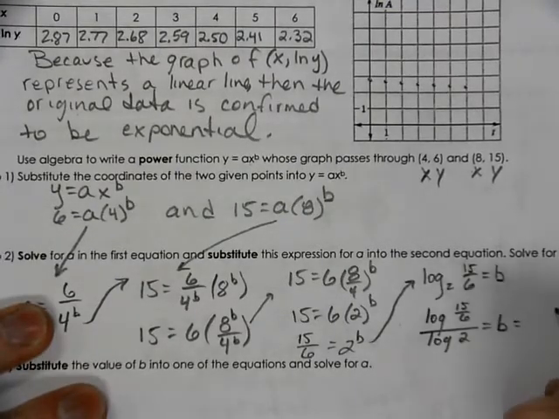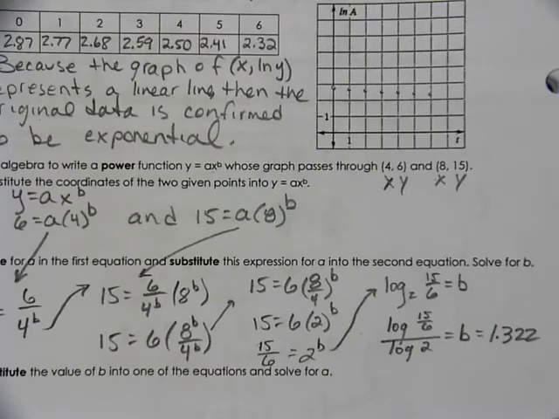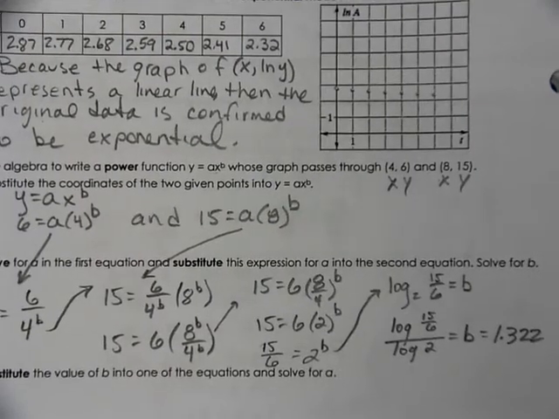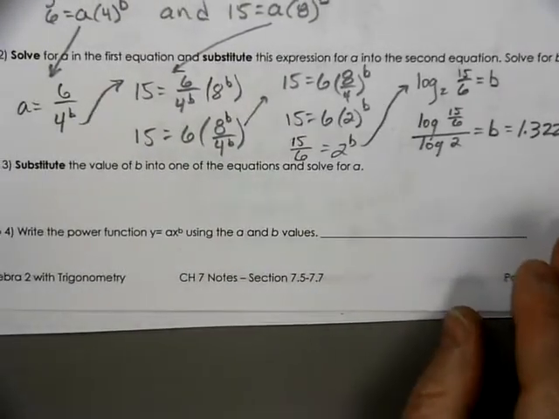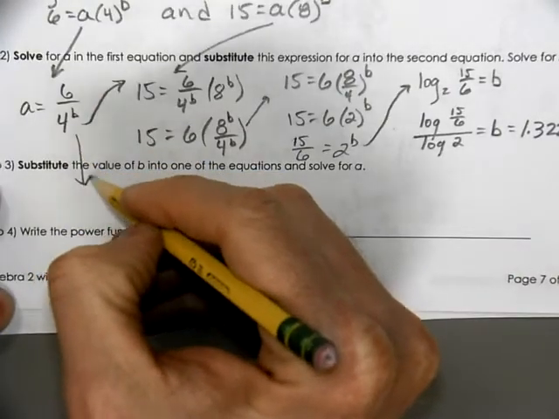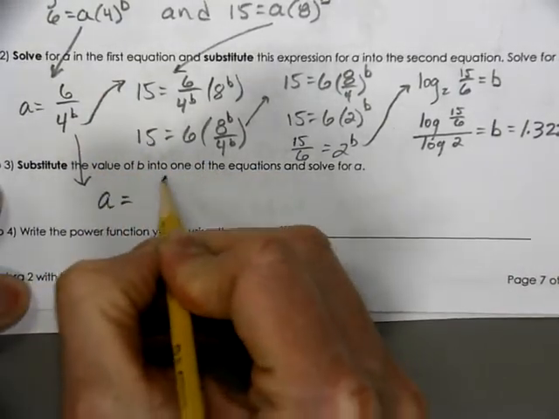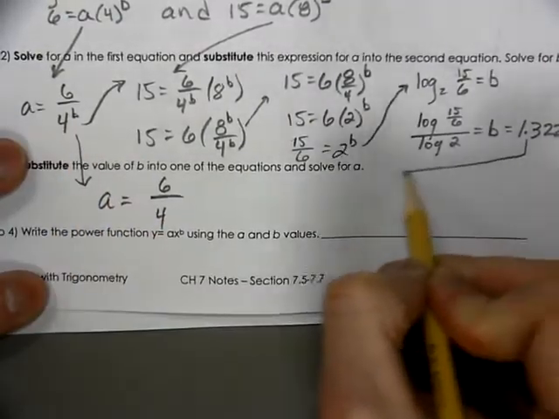So that b value is going to equal 1.322. And that was by using our calculator. So next, we're going to take that b value and plug it back in like we've done before. Bring this guy down, and a equals 6 divided by 4 to the b power.